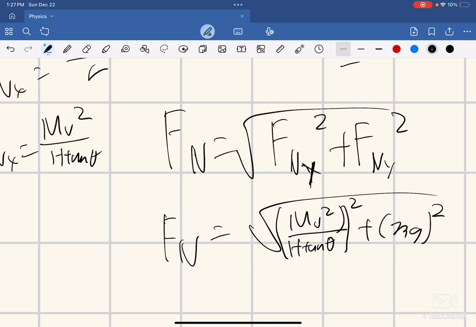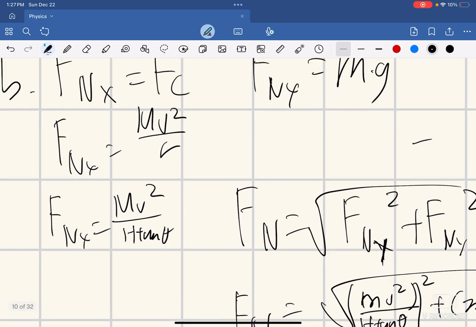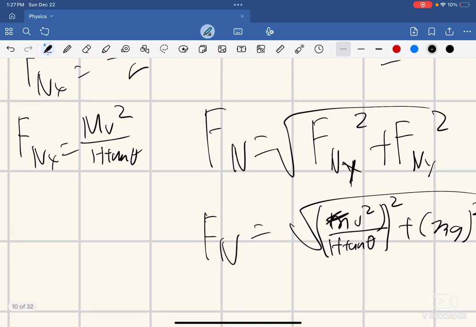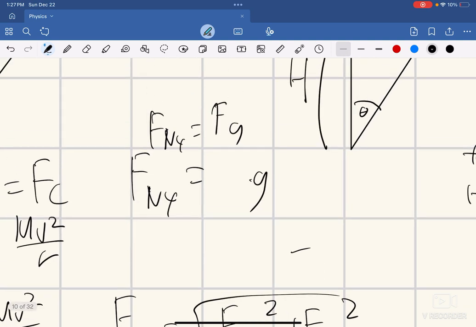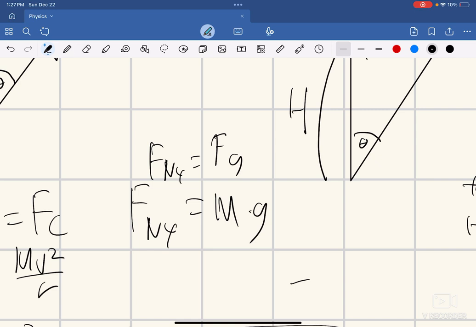These should be lowercase. I don't know why I put power. Wait, does it say m is? Oh, they tell us to use big M. My bad. So it should be capital M, capital M. This should be capital M. Right, and that is our formula for part B.